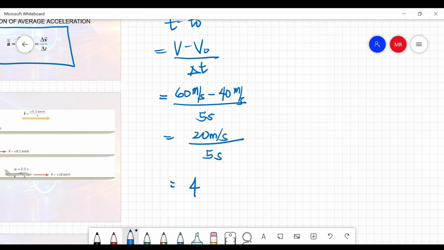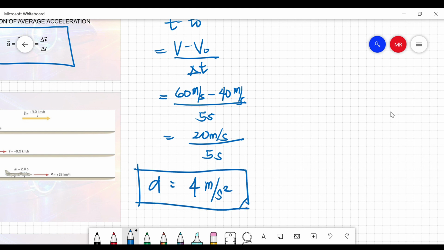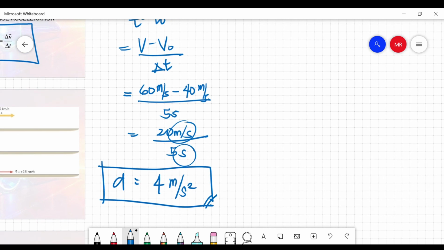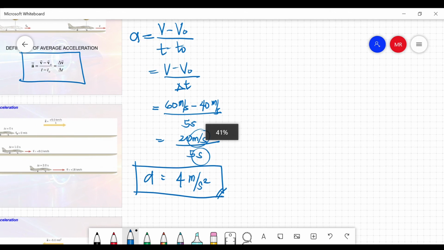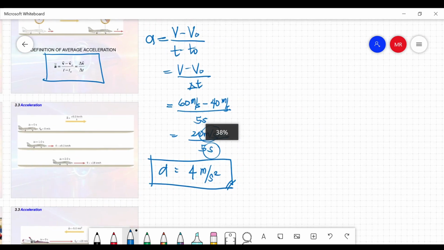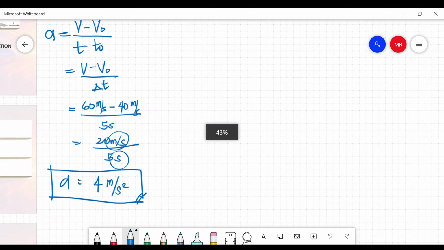So what will now be our unit for acceleration? Our unit for acceleration is meters per second squared. So the acceleration is 4 meters per second squared. Or kaya, coming from this is meter per second per second. So that just means that acceleration is the change in speed. Again, balik tayo dito sa ating illustration from 40 to 60 meters per second.